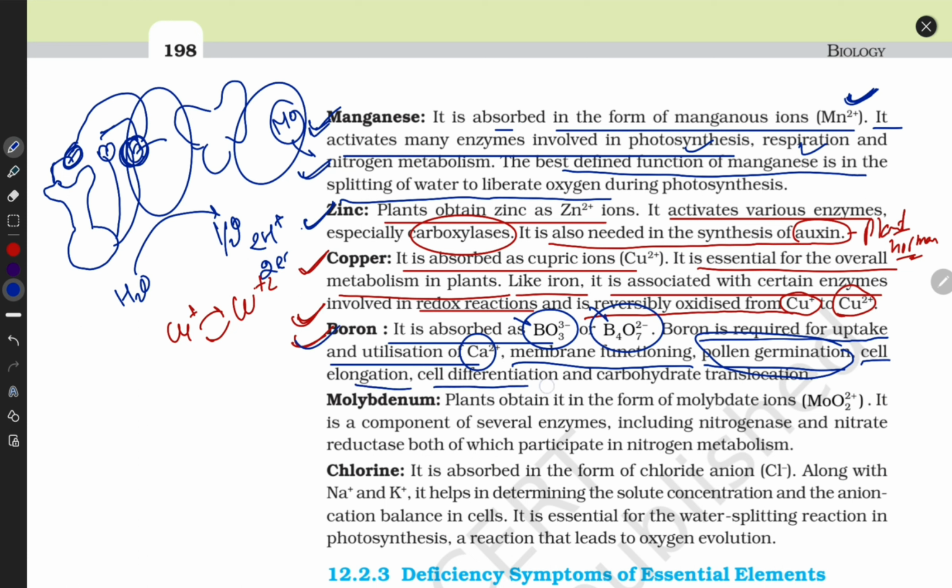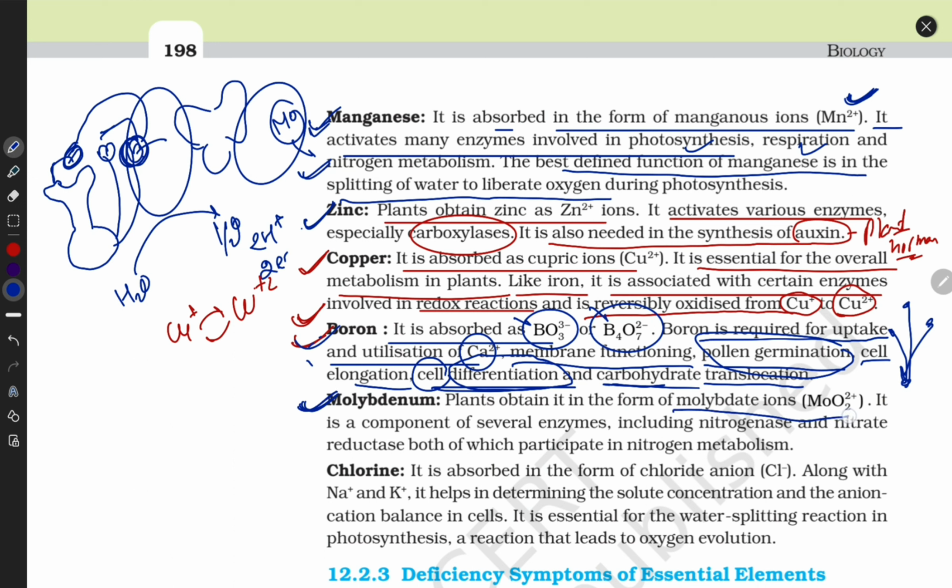Cell elongation and cell differentiation. Carbohydrate translocation. What is translocation? They reach from root to shoot part, root to leaf part, root to branch part. They translocate. They are helpful in carbohydrate translocation. Cell differentiation means they provide the cell its function. Boron said to the cell, take your function. Who gives the order? Boron, guys.